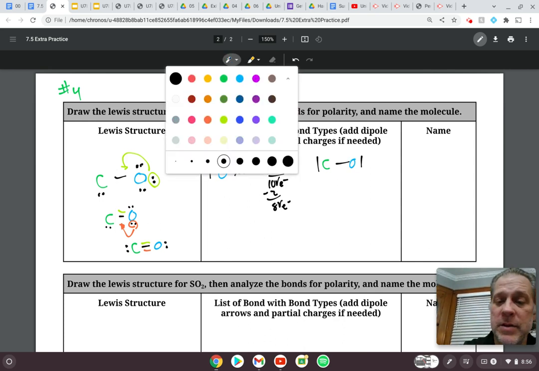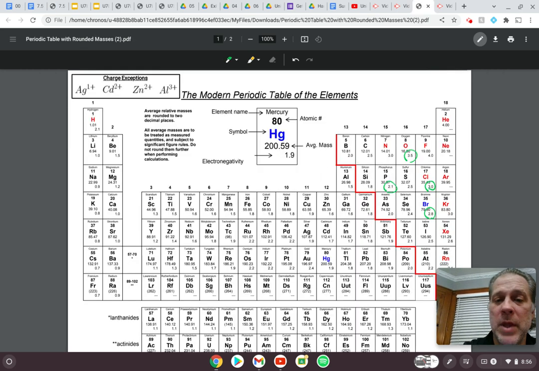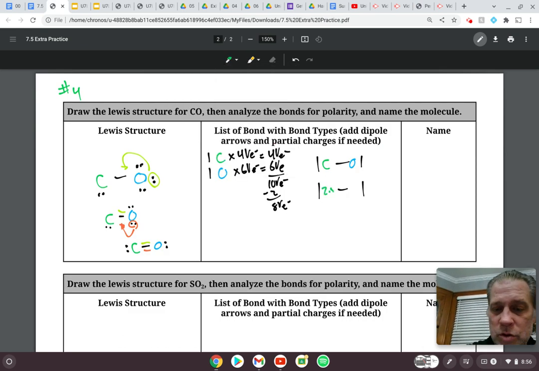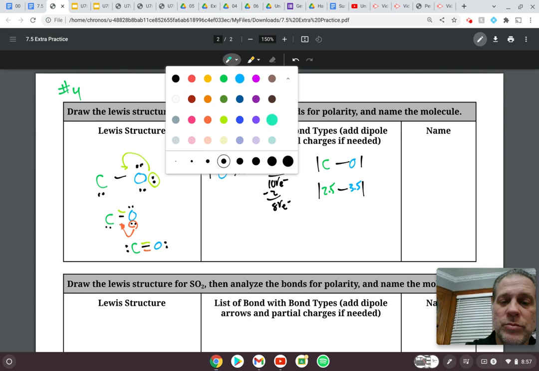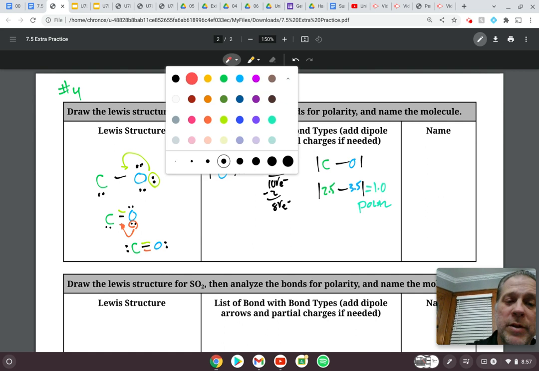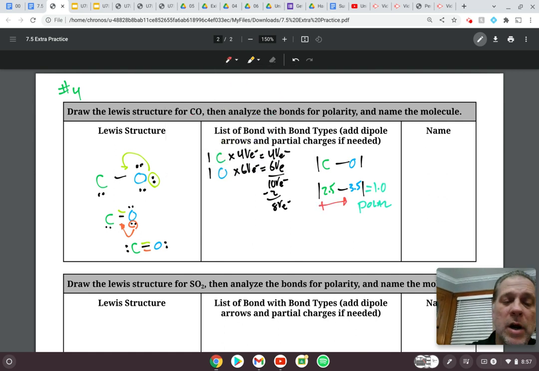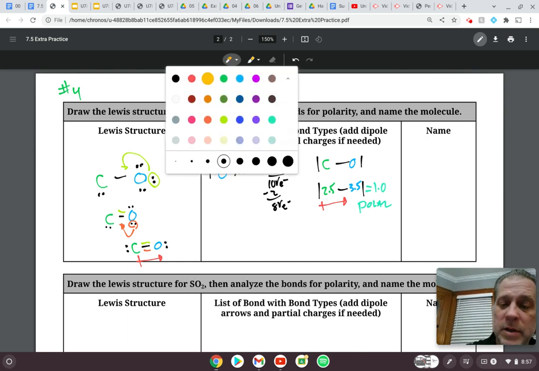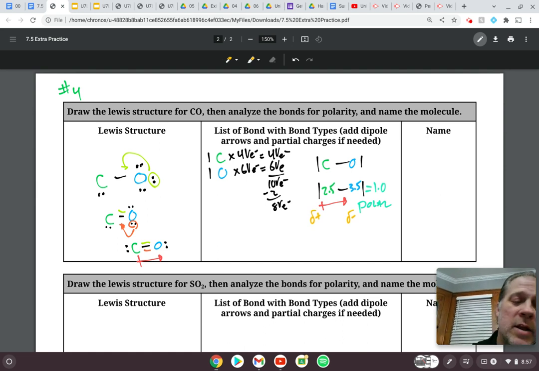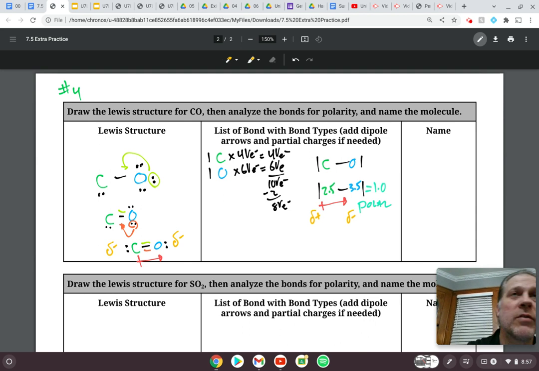And in this instance, I see that carbon is 2.5 and oxygen is 3.5. So I'm going to head back over here and see that carbon is 2.5, oxygen is 3.5. I'm going to subtract, and I'm going to get a 1.0, which tells me it is a polar bond. I'm going to draw the dipole arrow toward the more electronegative element. So I'm going to draw it like this. I'm going to add the delta negative to the more electronegative side and the delta positive to the less electronegative side. So that would be looking like this in the solution.